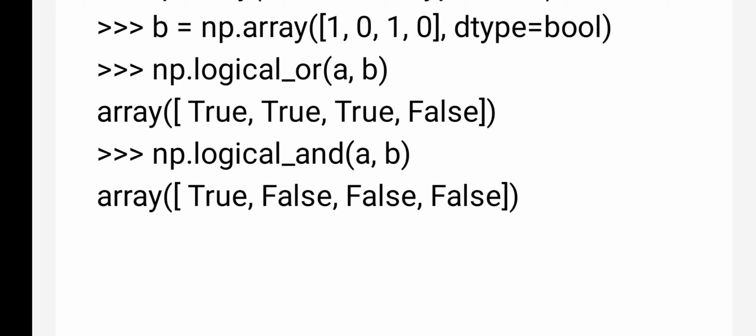In relational operators, what do you have? Less than, equals, and so on. Whatever operation you are performing, you need to compare elements of two arrays at the same position, then you will get a true result, otherwise you will get a false result.